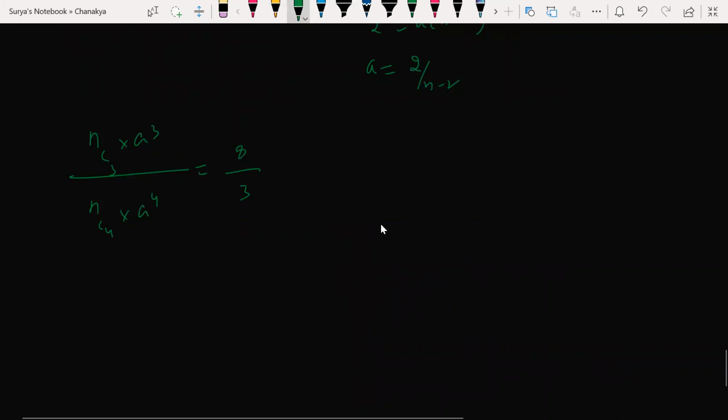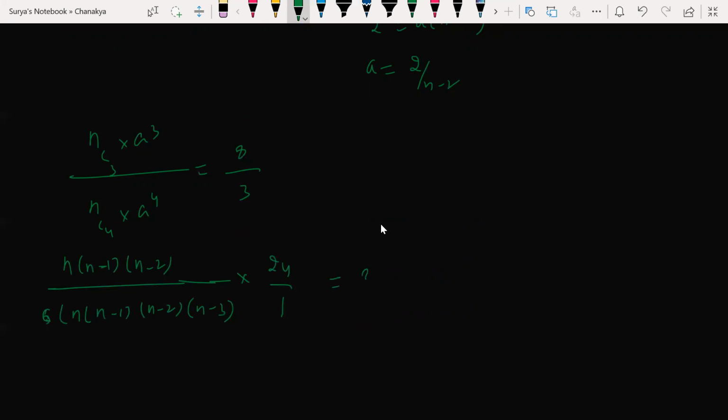NC3 is nothing but what? n into n minus 1 into n minus 2 whole divided by 3 factorial, and NC4 is n into n minus 1 into n minus 2 into n minus 3 divided by 4 factorial. So in the denominator I'll get 6, why? Because 3 factorial, right? In this denominator you'll be getting what? 4 factorial. So 24.